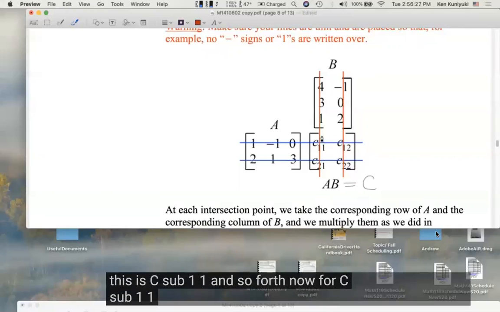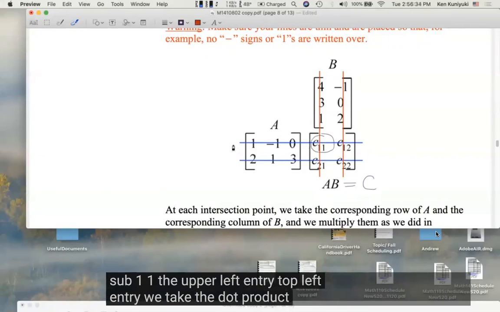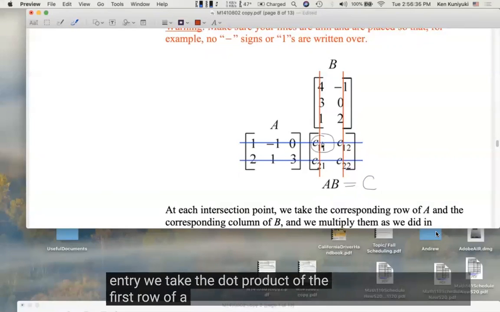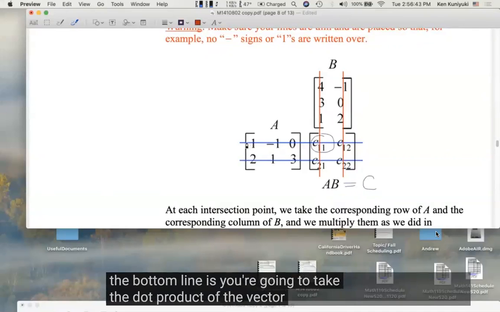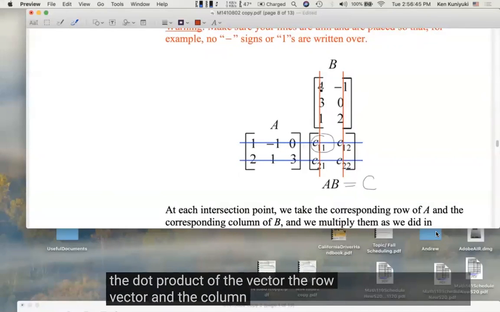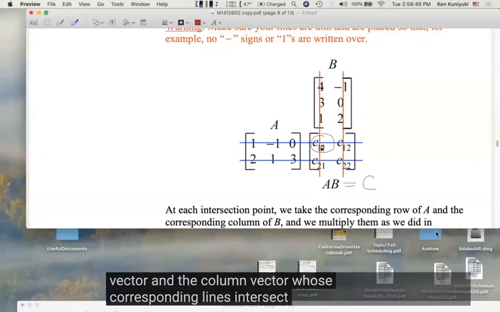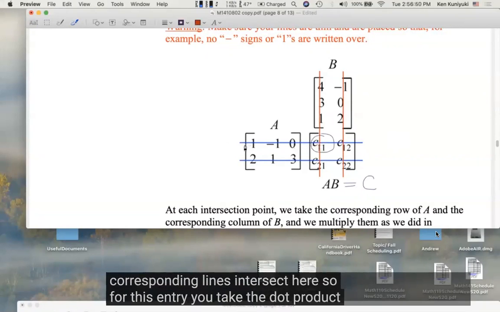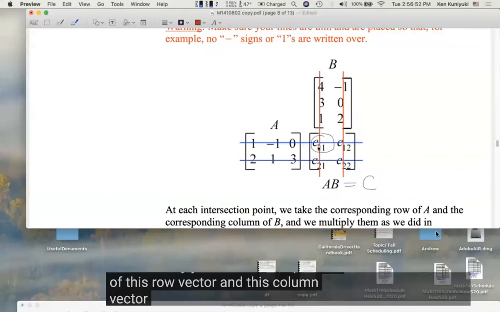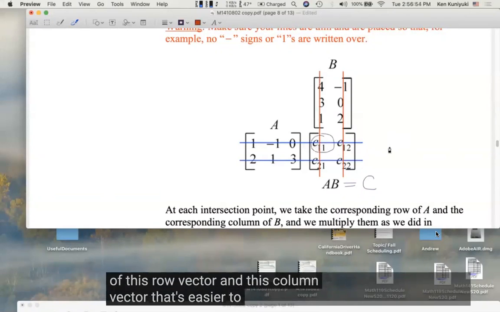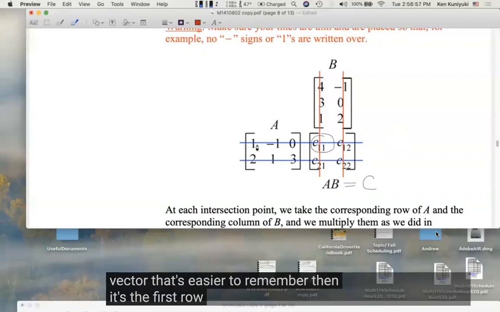Now for C sub 1, 1, the upper left entry, top left entry, we take the dot product of the first row of A and the first column of B. The bottom line is you're going to take the dot product of the row vector and the column vector whose corresponding lines intersect here. So for this entry, you take the dot product of this row vector and this column vector. That's easier to remember than it's the first row of A times the first column of B. So we do that.